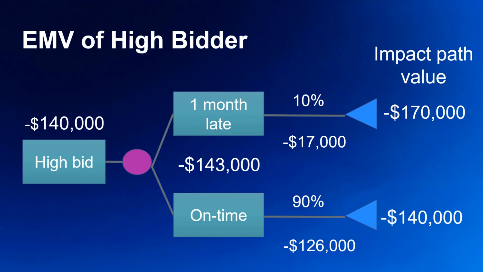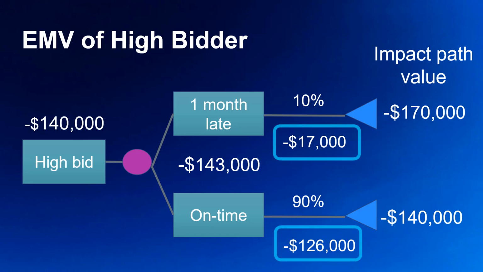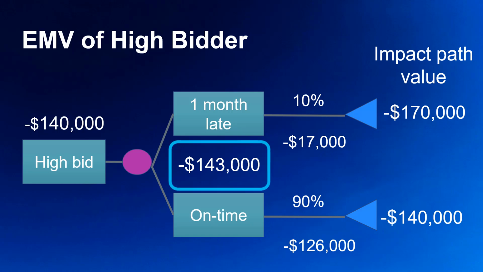As we did before, we go back to our decision tree and we plug in our results. We see each EMV based on the chance of being late or on time. And again, you can calculate this now from right to left. So at the top, we have minus 170,000. 10% of that is minus 17,000. And at the bottom, we have minus 140,000. 90% of that is minus 126,000. And if we add these two up, we see the overall EMV for our high bid contractor.